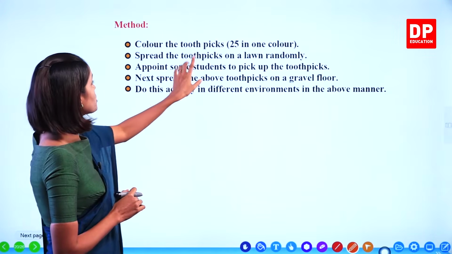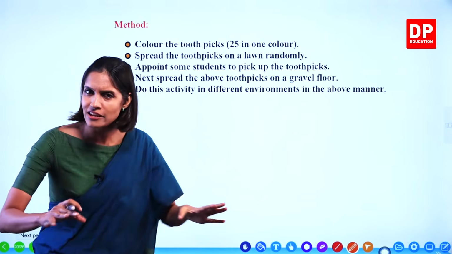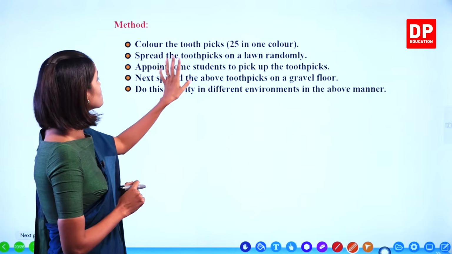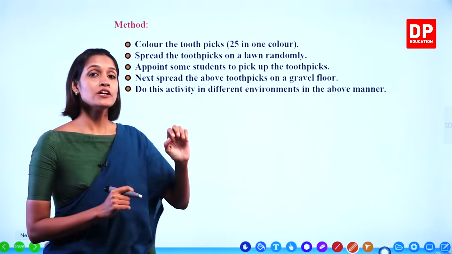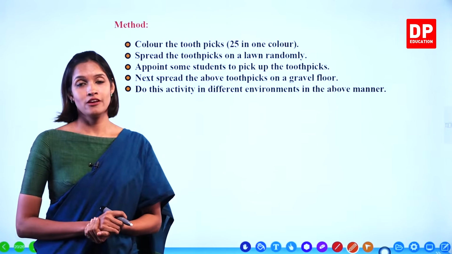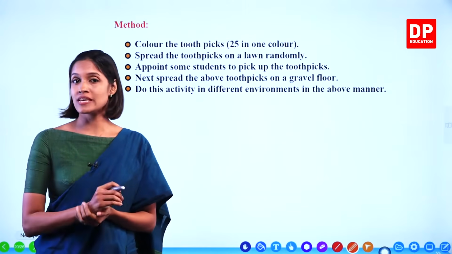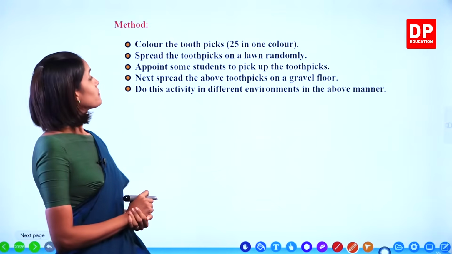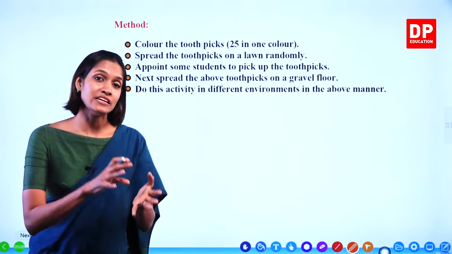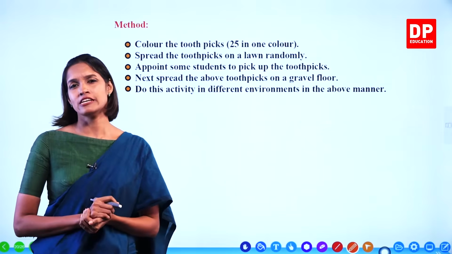And spread the toothpicks on a lawn randomly. Lawn is an area with grass. So what is the color of that environment? Yes, that is green color. Okay? And then appoint some students to pick up the toothpicks. So we have to appoint several students to pick up the toothpicks within a given time. Right? They all should start at the same time. They all should finish picking up these toothpicks at the same time as well. Okay? And then you have to collect the toothpicks that they have collected, and we have to count how many toothpicks from each color that they have collected.